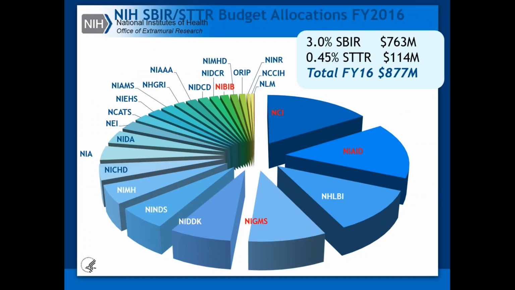Here's a little bit of a breakdown with respect to the budget allocations under the SBIR. As noted earlier, for fiscal year 2016, it's a 3% set aside. And as I said, this year, fiscal year 2017, is a 3.2% set aside. However, I will note that we're under a continuing resolution, so we don't actually have the budget for 2017 yet. But under the 2016 budget, at 3%, we had $763 million for the SBIR program, and at 0.45%, we had $114 million for the STTR program. As you can see, the NCI, NIAID, and NHLBI basically had the largest allocations for the SBIR programs.